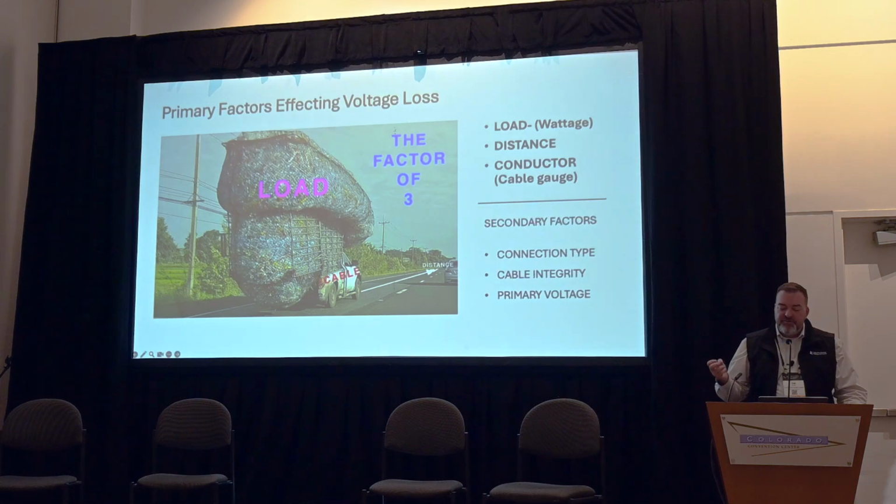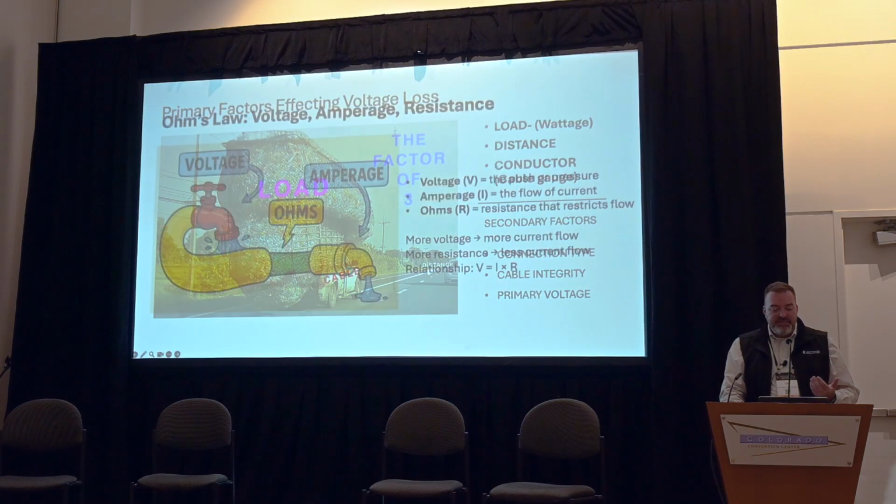But secondary factors can also be the type of connection that you're using. Some connections can come loose, which can cause an increase in current and can cause some problems. You can have some cable integrity issues, something might get damaged, or the primary voltage might take a nosedive, and that's going to affect the secondary voltage on your transformer as well. So just understanding how those things affect voltage.